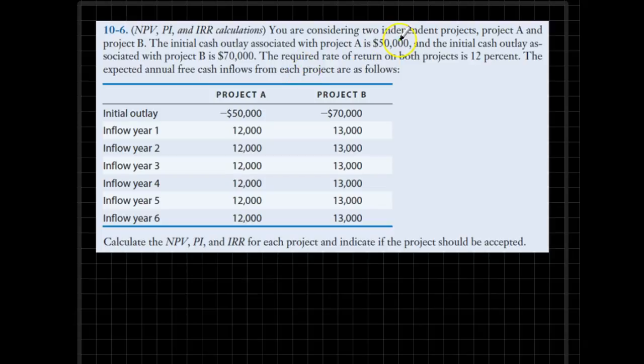So, we are being told about two separate projects, A and B, and these projects require separate initial outlays and their cash flows are also different. However, both projects have a 6-year lifetime. The required rate of return for both projects is 12%. So given these figures, using the usual methods of NPV, PI, and IRR, compute these numbers and then decide whether the project should be accepted or not.